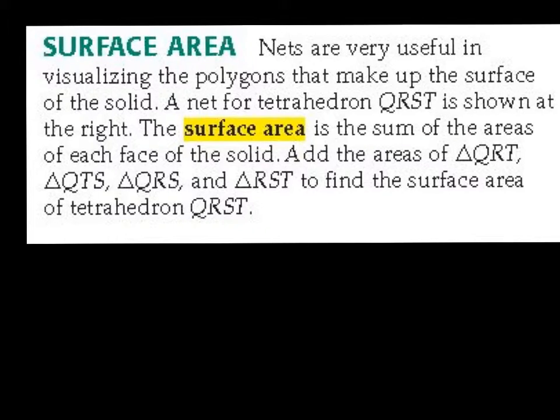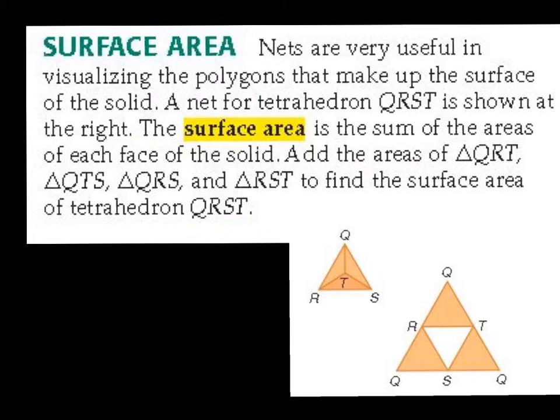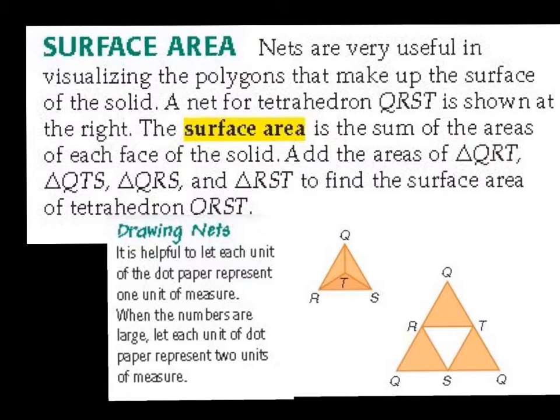A net for a tetrahedron QRST is shown at the right. So there's our base triangle RTS, and then those are the other faces. The surface area is the sum of the areas of each face of the solid. Add the areas of triangle QRT, triangle QTS, triangle QRS, and triangle RST to find the surface area of tetrahedron QRST. It can be helpful to draw on dot paper.